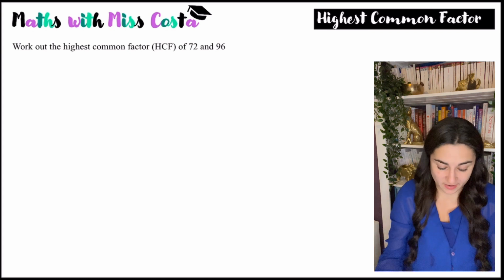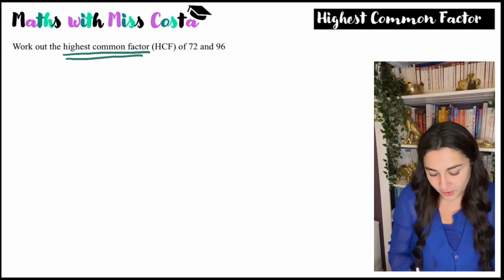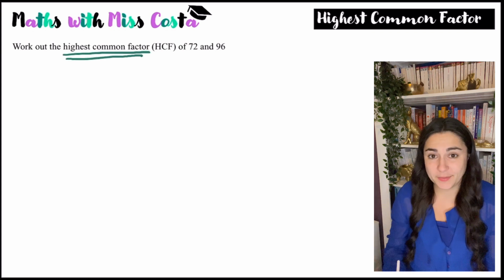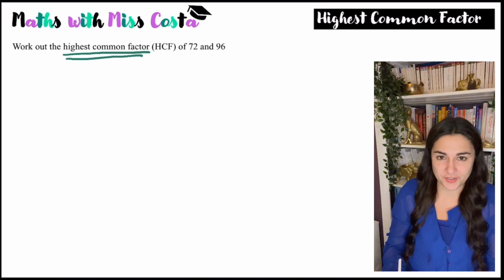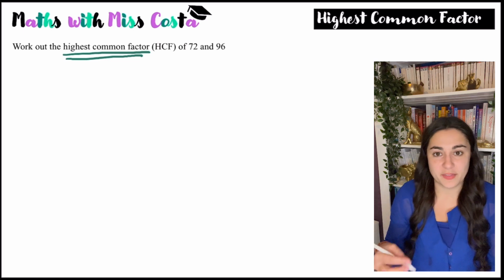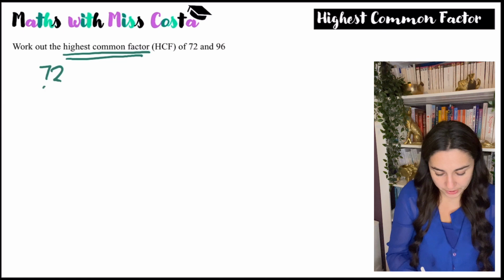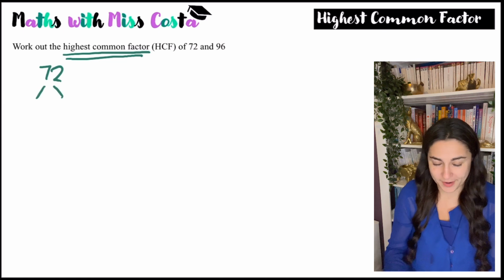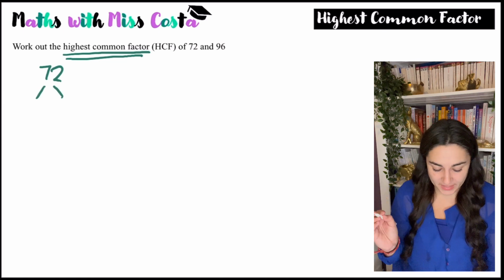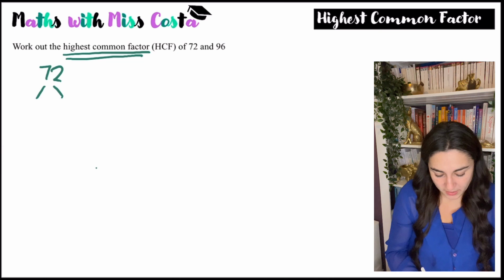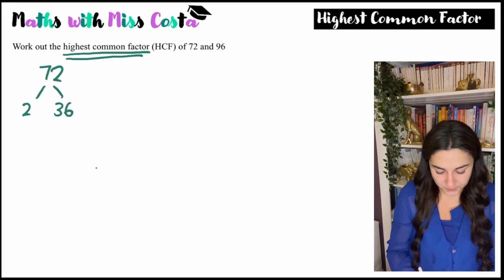Okay, so here I'm being asked to find the highest common factor of two numbers. There are lots of ways to do this. You could list the multiples and find the first common one, or you could write each number as a product of its primes, which I like because it's a little bit more fun. So we find two numbers that multiply to make 72, and ideally one of them is a prime number. The easiest one to start with is 2, so 2 times 36.